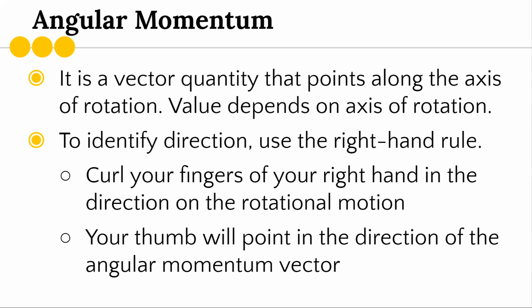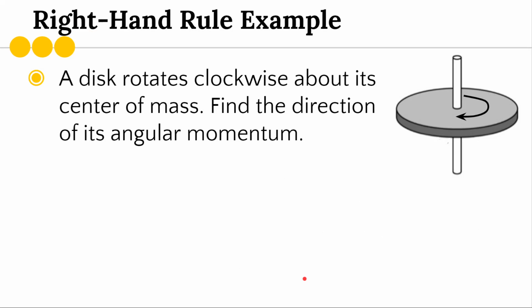So depending on the picture that you're looking at, you might be curling your fingers or turning your hand accordingly. But your thumb will point in the direction of the angular momentum vector. Okay, so let's take a look at an example. This one says a disk rotates clockwise about its center of mass. Find the direction of its angular momentum.